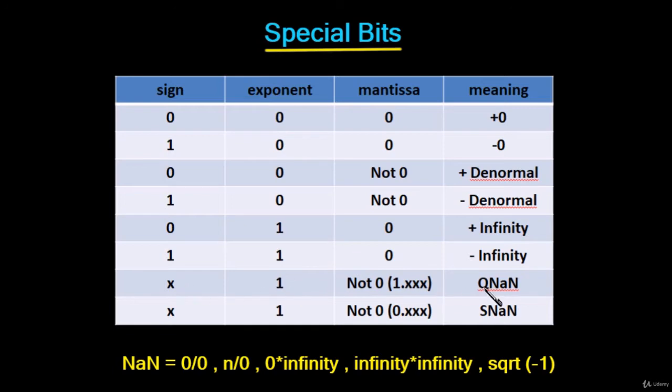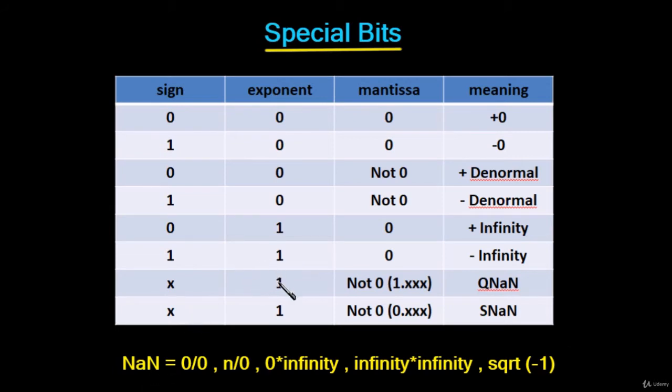Now we're also interested in not a number, so NaN stands for not a number. So you can see here where you're going to get the various possibilities of not a number. If you have 0 divided by 0, it's undefined. N divided by 0 is undefined. 0 times infinity, infinity times infinity. Or for example, if you're looking at complex numbers, we are taking the square root of minus 1. So these are all going to come out with not a number.